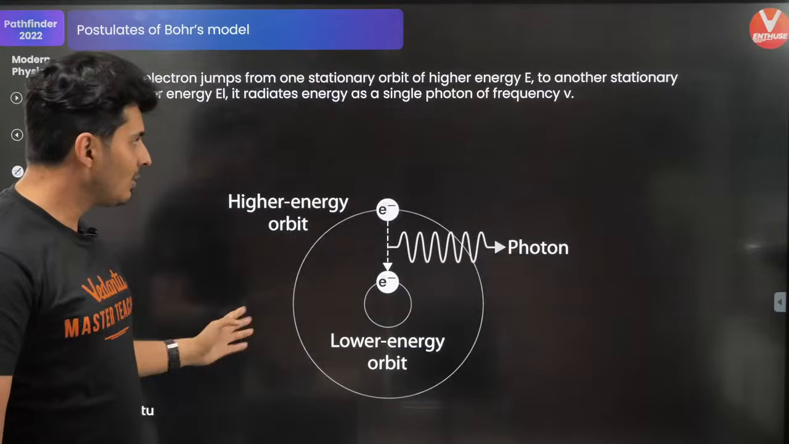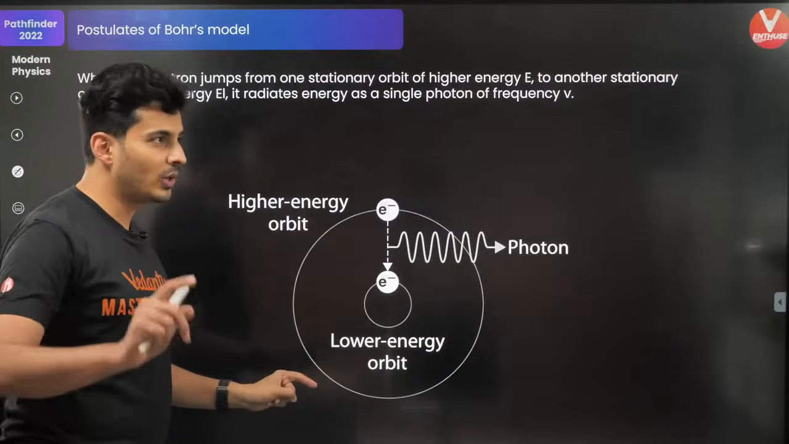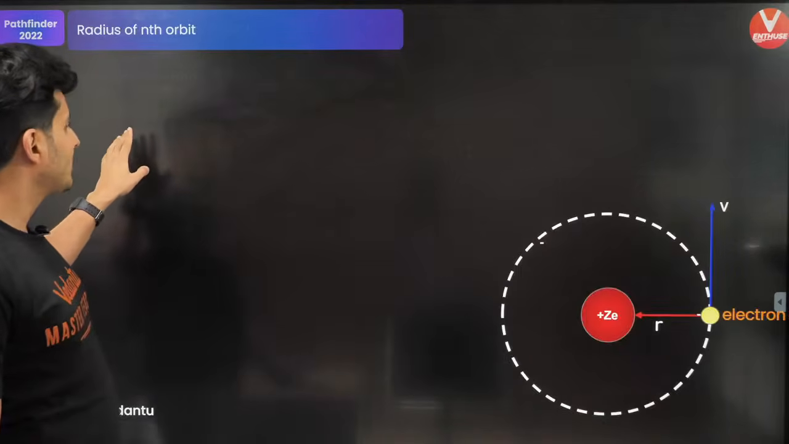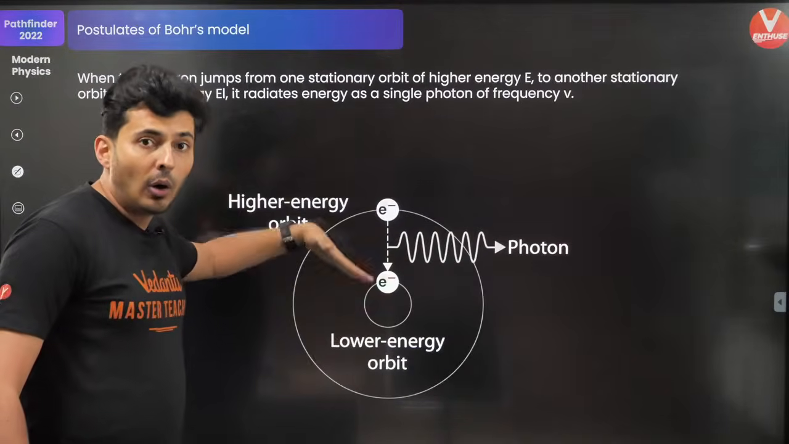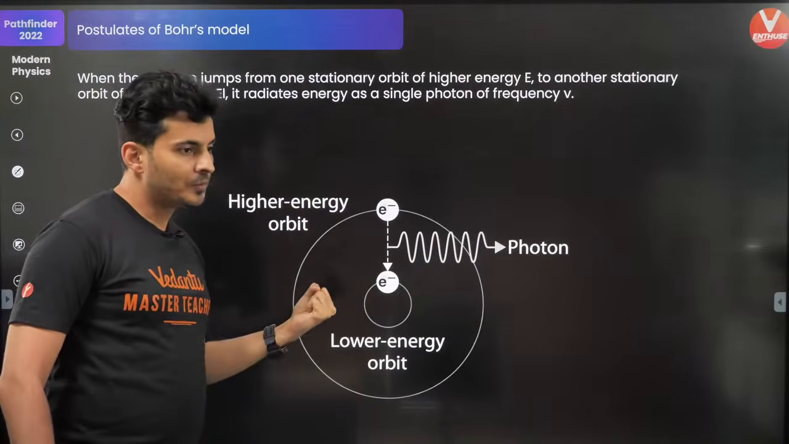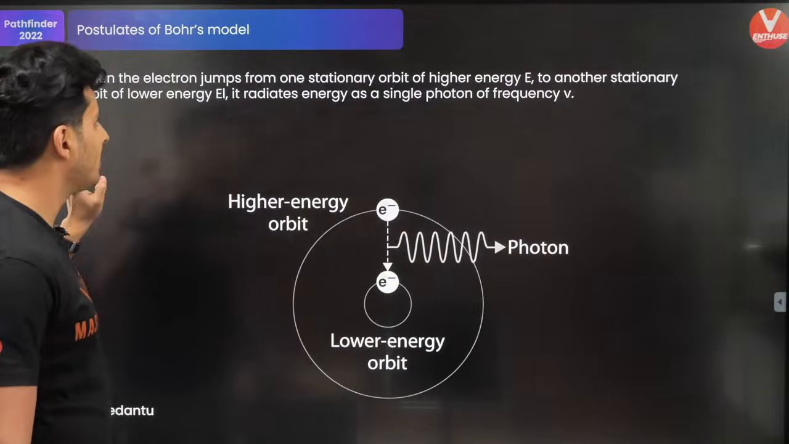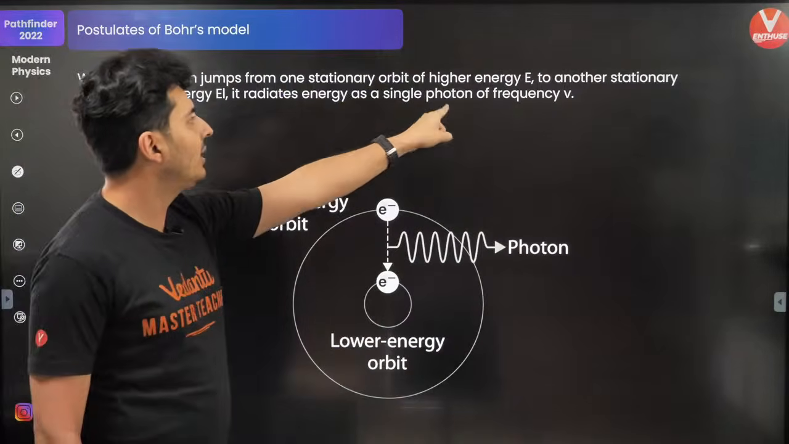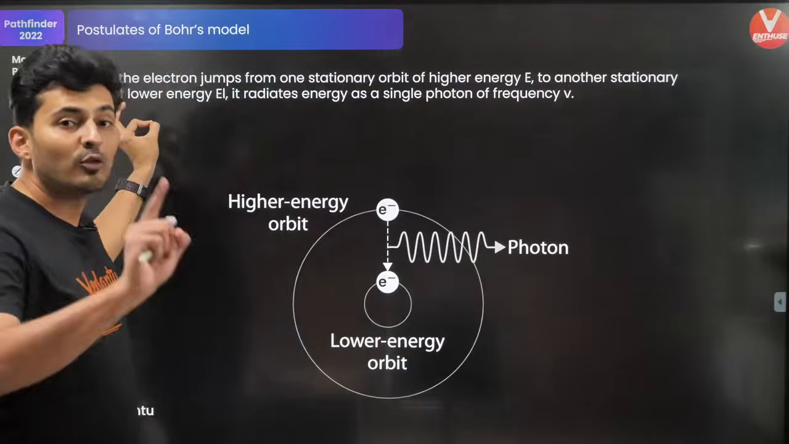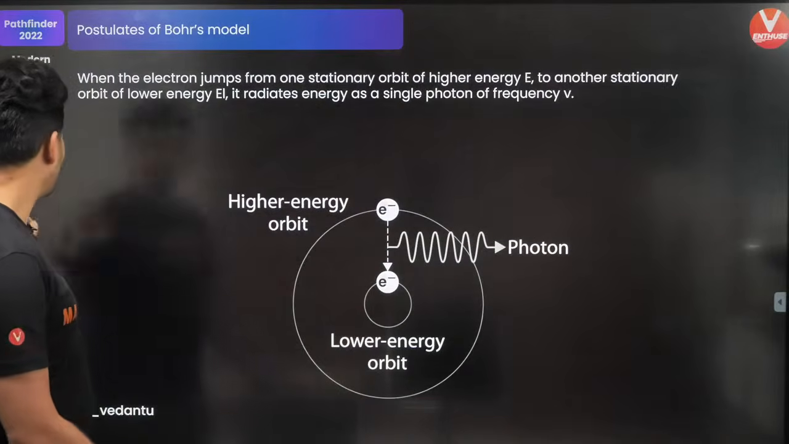Anyways, now talking about excitation and de-excitation, very important. Whenever the electrons jump from low to high, they absorb. When they jump from high to low, they release. Very, very important. So when the electron jumps from one orbit to the other orbit, there is one photon which is involved. So keep this in mind.